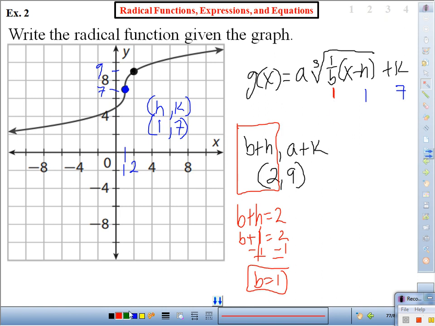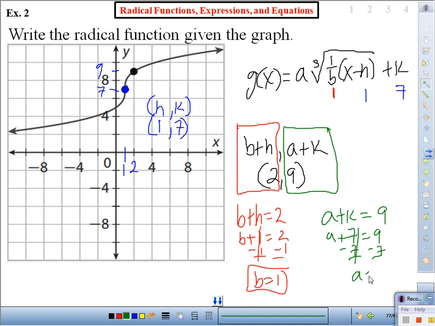Now I need to solve for a. We box this second part, and I write a plus k equals 9. But what is k now? k is 7. So a plus 7 equals 9, minus 7 minus 7. A equals 2, and that goes right there. And now we can write our function. Our function is g of x equals 2 times cube root of, what is 1 over 1? 1. Do we need to write it? No. So I just write x minus 1, and outside it has plus 7.